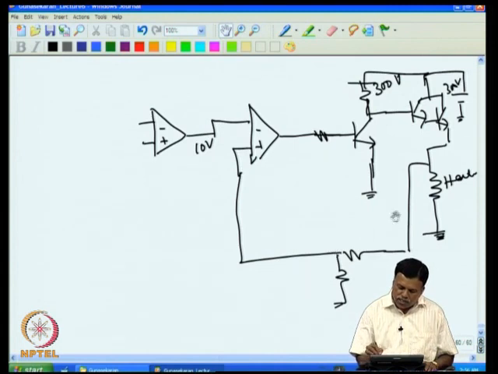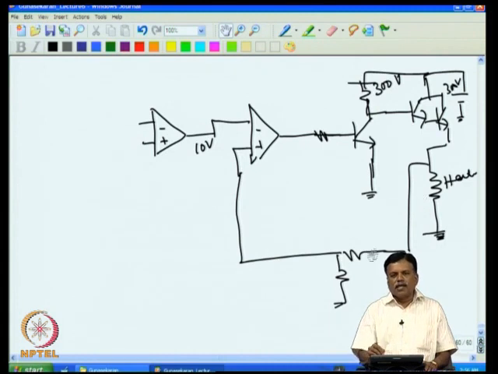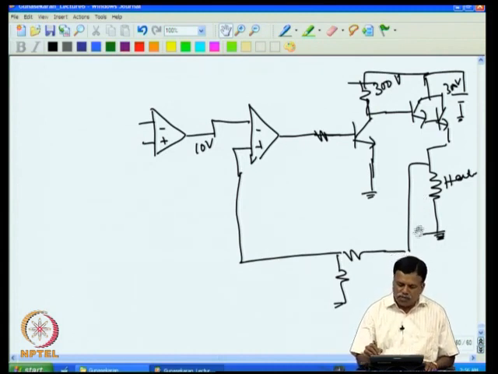If it is 1 volt, then this will be 30 volt. 2 volt means 60 volt. So now this will linearly increase. Of course, the loop will oscillate, and we have to put the loop stabilization network to stop the oscillation. But nevertheless, this can be achieved by doing like this.